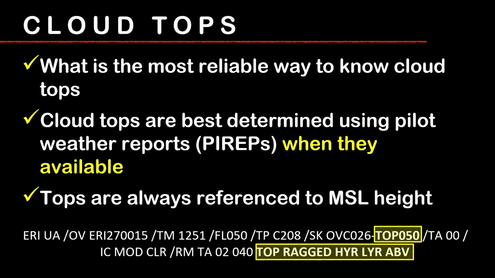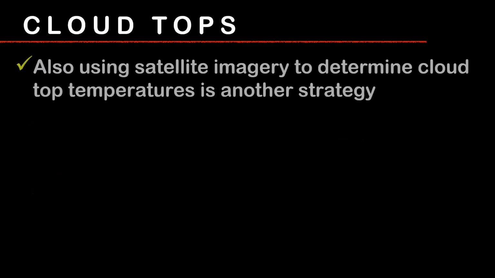So in this case, you can see that's a pilot weather report. Tops are 5,000 feet. 050 means 5,000. And even some other interesting things, like top is ragged with a higher layer above, is important to include. You can also use satellite imagery.